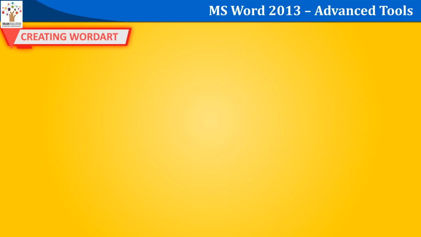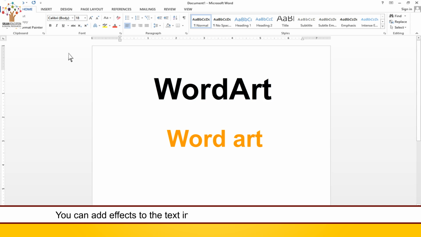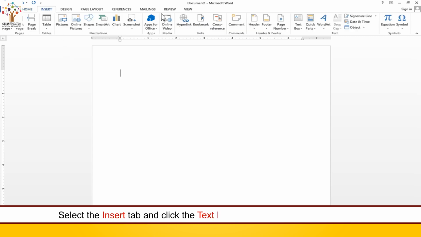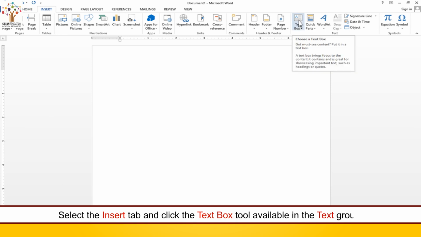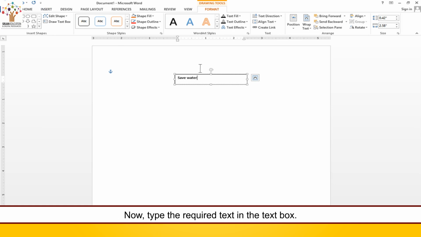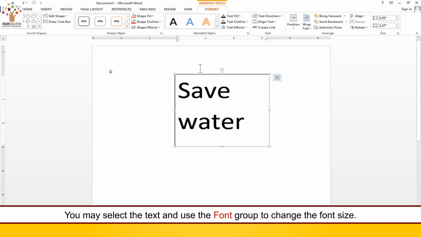Creating word art. You can add effects to the text inside a text box, which is known as word art. Word art gives a unique look to the text. For example, to give quick effects to text, follow these steps. Select the Insert tab and click the Text Box tool available in the Text group. Drag to draw a text box at the desired place in the document. Now type the required text in the text box. You may select the text and use the font group to change the font size.